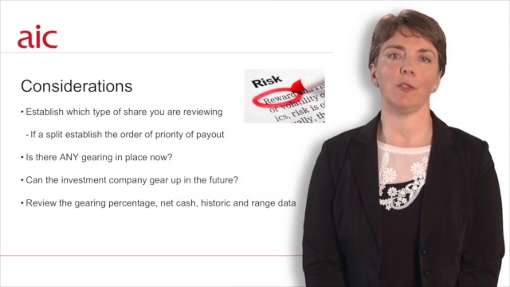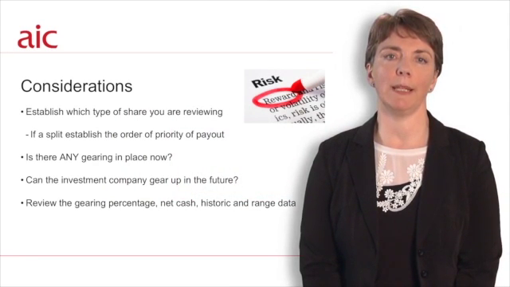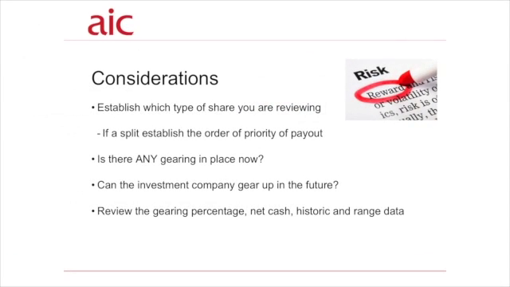So we need to establish which type of share that you're reviewing. Is it a conventional investment company with one share or a split capital investment company? If it's a split, remember the defined order of payout. Is there any gearing in place right now? Can the investment company gear up in the future? And if so, by how much? Review those measures, the gearing percentage, net cash, historic, and the range data.